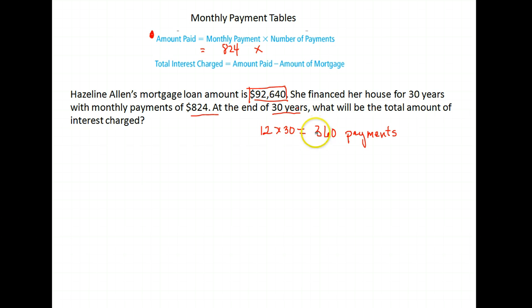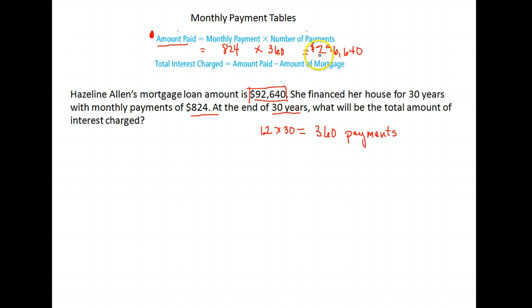which is a lot, but remember it's taking her 30 years. Okay, so we want to know, again, the total amount she's going to pay for this loan. So we take the $824 she's paying each month times 360 months of payments. And we find out by the end of the loan, she pays $296,640. Okay, a lot of money.